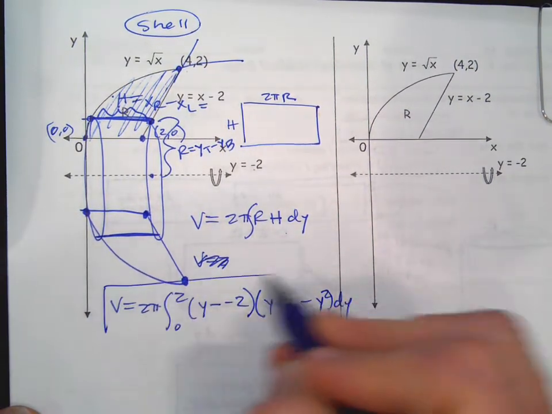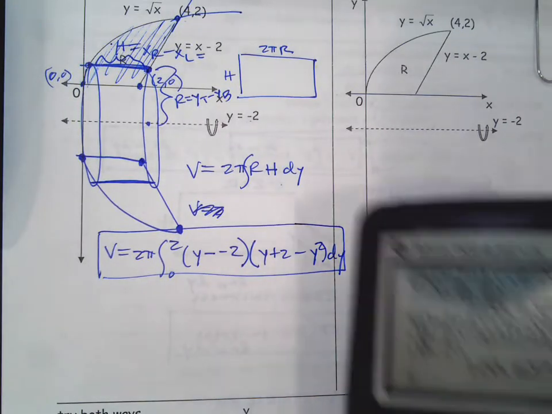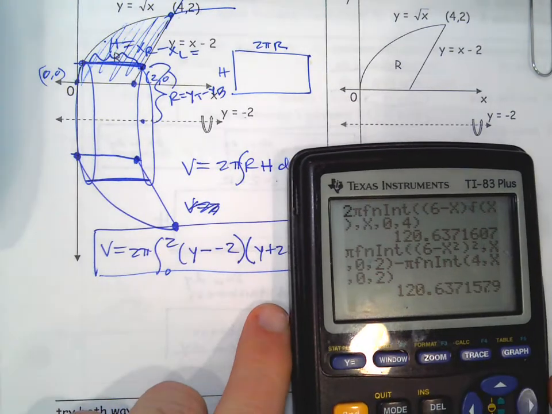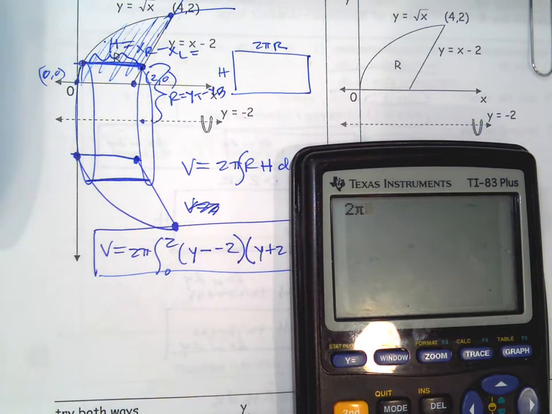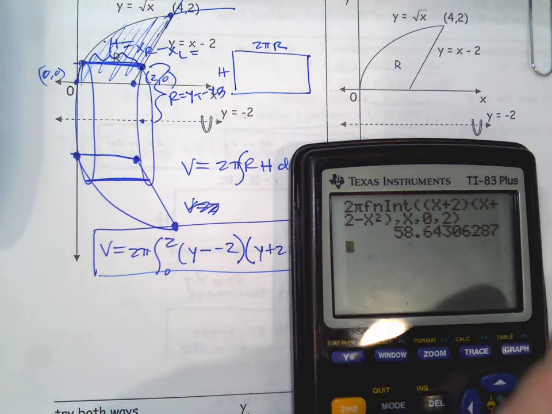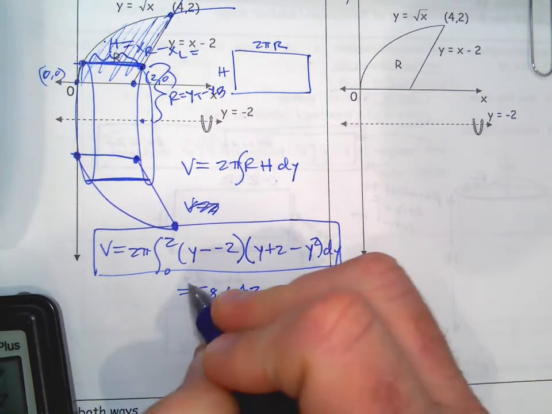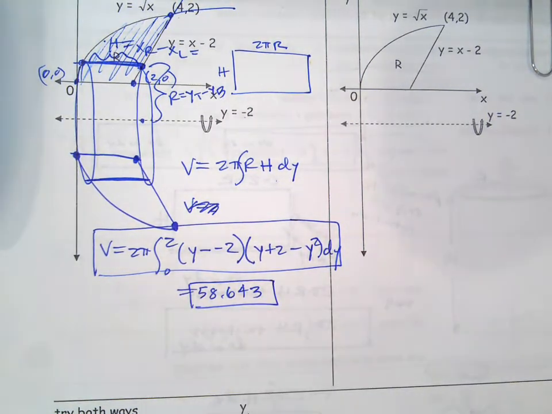And that's your setup. Put it in our calculator, see what we get. So we're going to do 2 pi, math 9, parentheses x plus 2, parentheses x plus 2 minus x squared, close, comma x, comma 0, comma 2. There's the answer: 58.643, rounded or truncated, 3 decimal accuracy. Comes out the same this time.